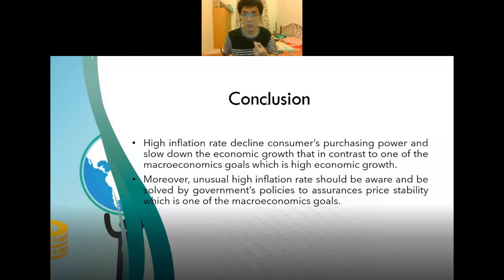The government must identify the type of inflation and determine which policy to conduct to control the high inflation rate.